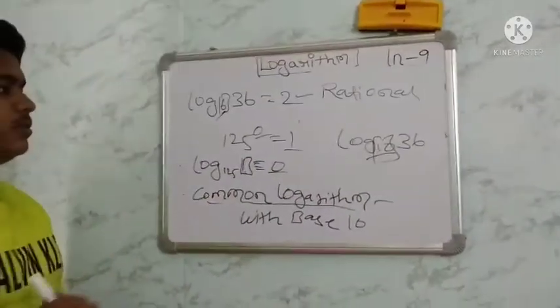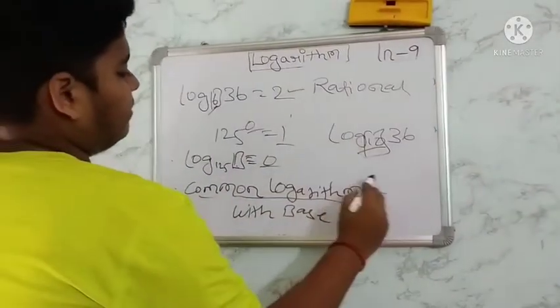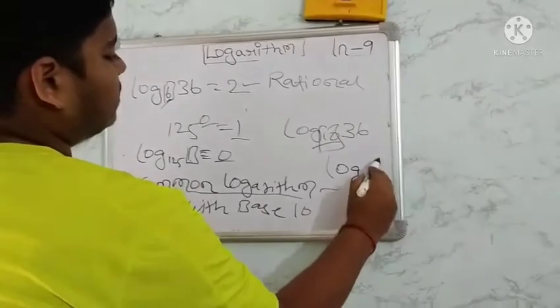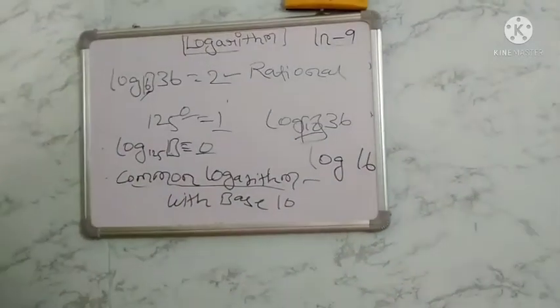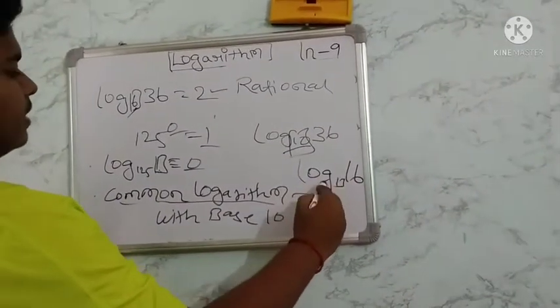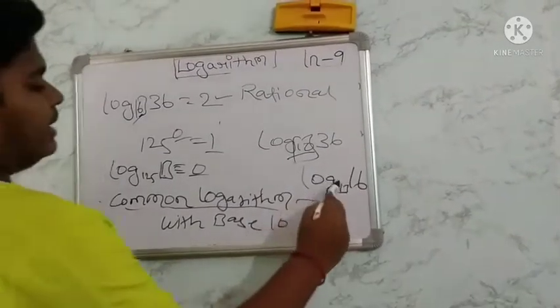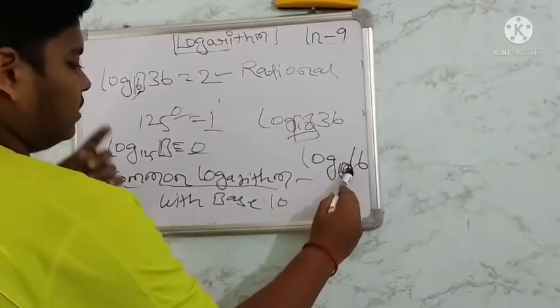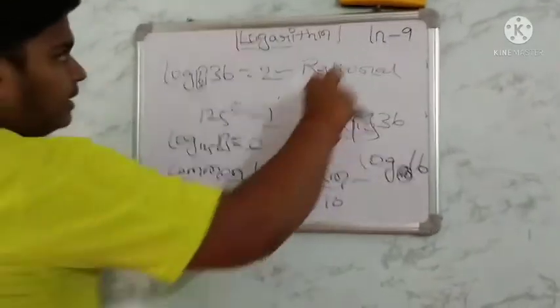And one more thing we must know: if the base is not given, for example log of 16, so if the base is not given here, what will we write? We will write 10. If the base is not given, we will take it as 10.